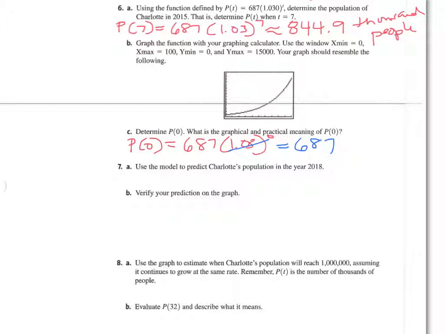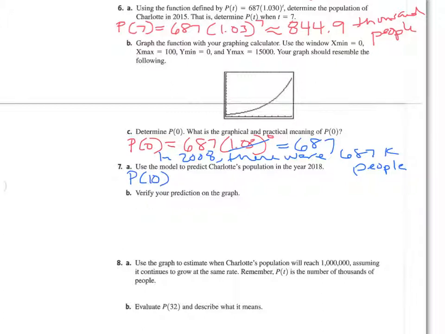Okay, so what's the practical meaning? In 2008, there were 687,000 people in Charlotte, North Carolina. Okay, use the model to predict Charlotte's population in 2018. So 2018, and that one would be 10 years after the initial, so I would be finding P of 10.